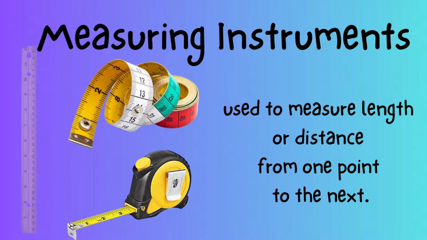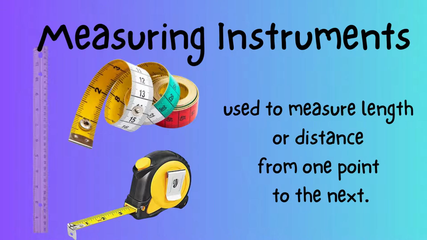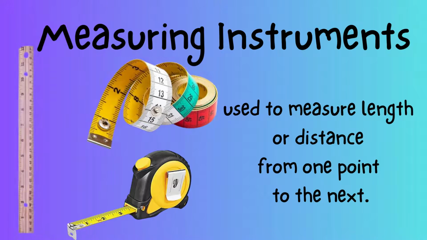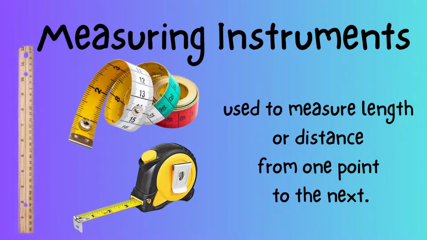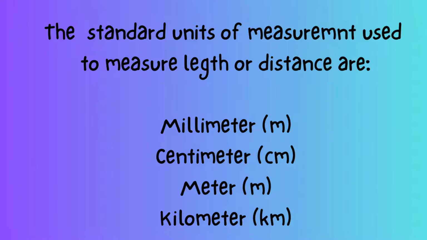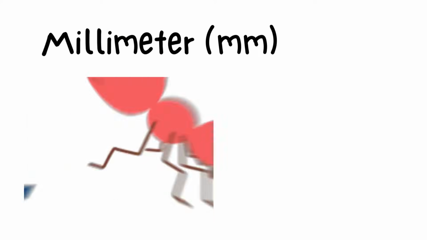Now we have some instruments that we use to measure length or distance from one point to the next. We have ruler, tape measure, and a measuring tape. Now the standard units of measurement used to measure length or distance are millimeter, centimeter, meter, and kilometer. Now we're going to first look at millimeter.